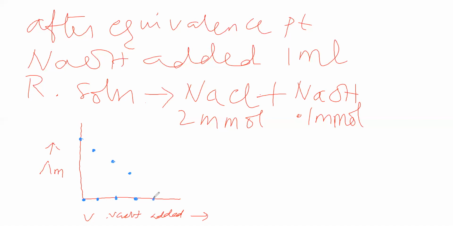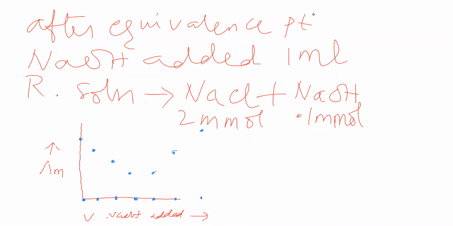Volume of sodium hydroxide added this much, lambda m we are getting this much. Volume of sodium hydroxide solution added this much, we are getting lambda m this much. We got a graph like this. Now see this point clearly.